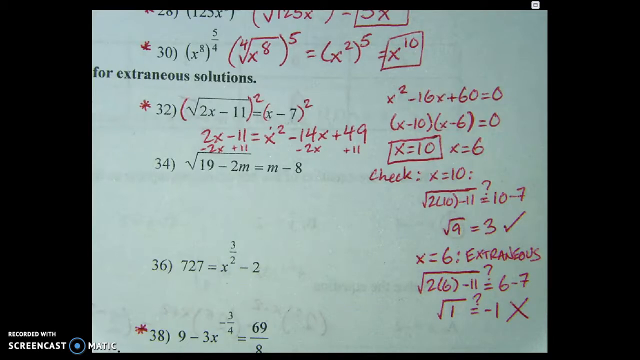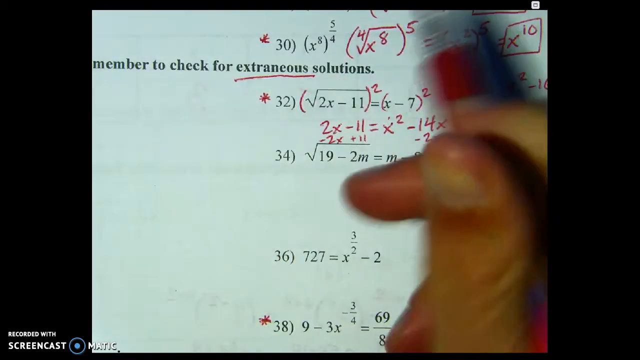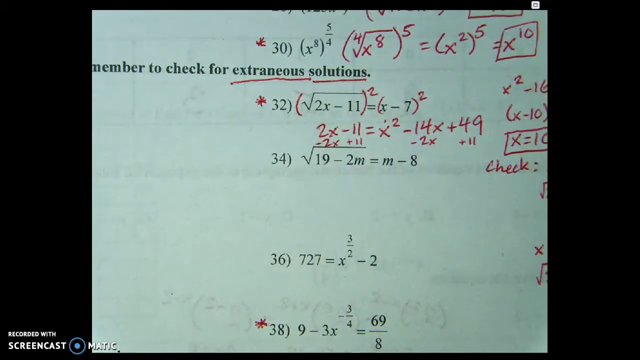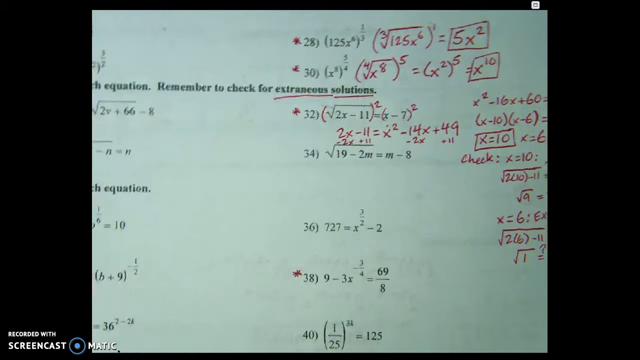So be careful for those extraneous solutions. In fact, it says that right over here, right? Remember to check for extraneous solutions. So if it says that, there is likely going to be at least one extraneous solution in the problem or problems that you're working out.